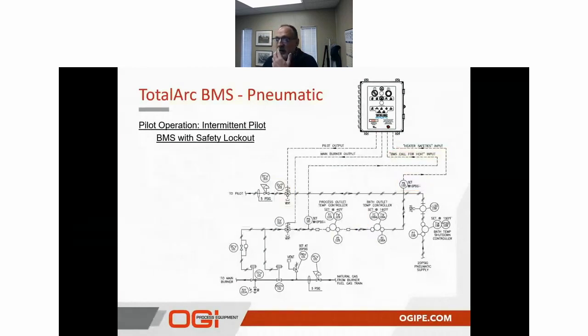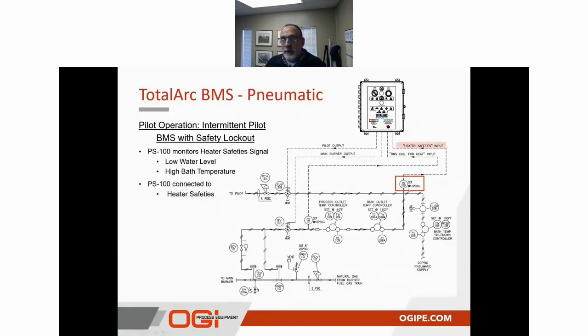So finally, in the pneumatic version, we have the intermittent pilot. In this case, again, it's of a similar configuration. We're still monitoring the safety conditions, the heater safety conditions through PS100. That's going directly into the heater safeties input. We're going to monitor the process condition. In this case, instead of it being upstream of the TC109, it's going to be downstream of TC109.